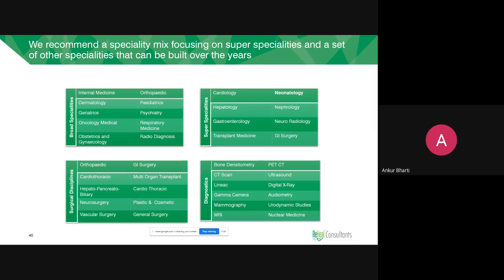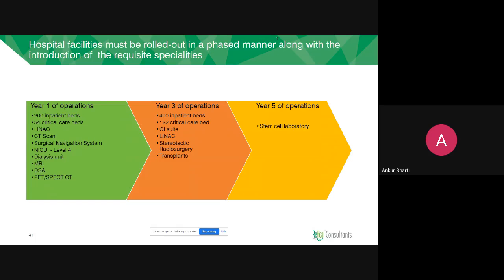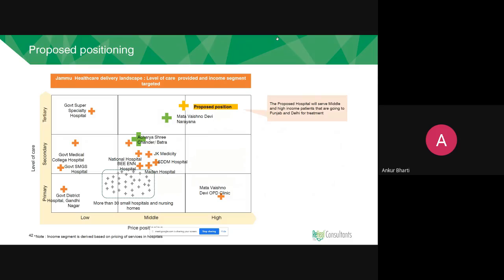This is how we defined all the specialties, super specialty, diagnostics. Again, the phasing of beds: how many beds to be opened initially, how many beds have to be opened in which year, and what equipment has to be added. All those things we defined.